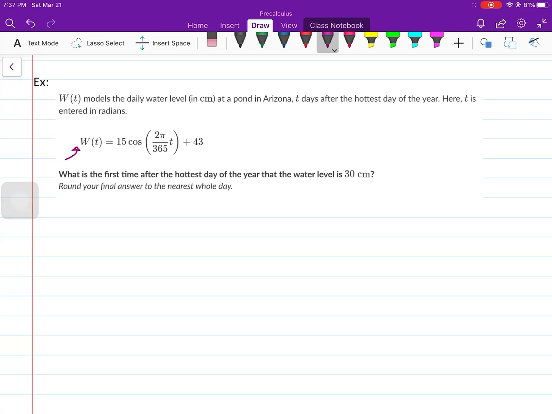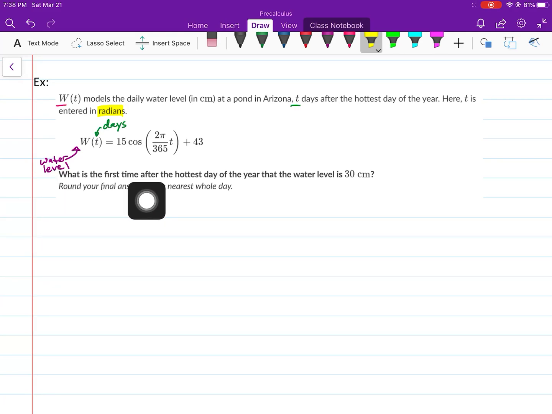W is the water level, to be more specific. So that's the water level. And a point at a pond in Arizona, t days, so t is days, after the hottest day of the year. Here t is entered in radians, so just to keep in mind when we put things in the calculator, make sure you're in radians.